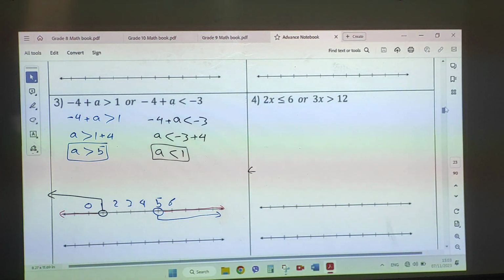But in AND, you check. You will see what is only common between both of them. You show only the part which is common.